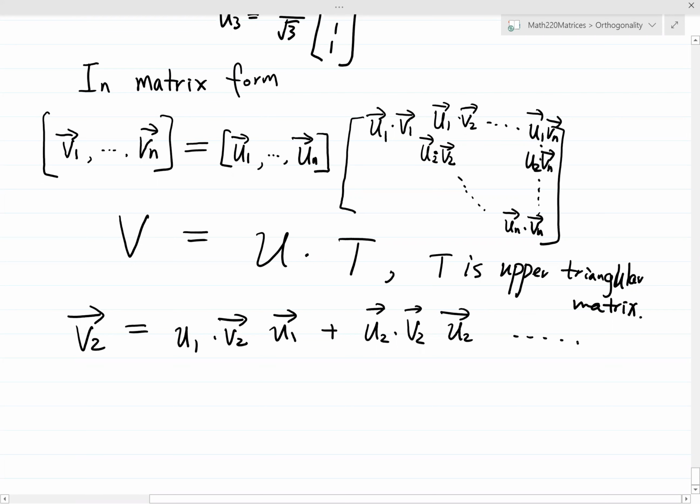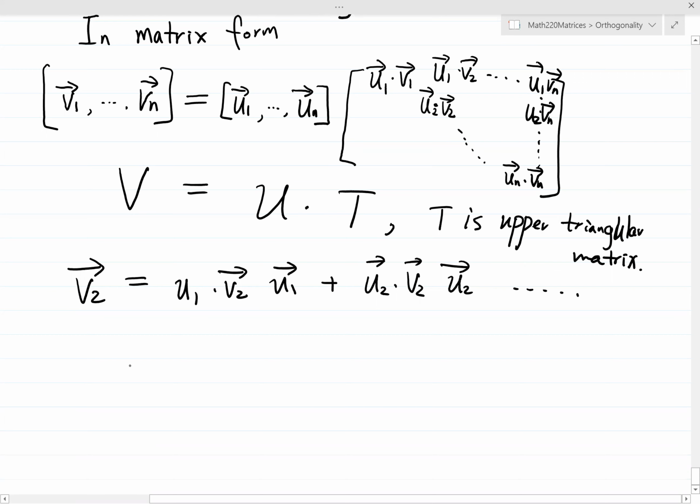Homework for this section. The goal for this section is, given a set of linearly independent vectors, you should know how to use Gram-Schmidt to write them as an orthonormal basis. Problems number 11, 12, 17, 18, 24.